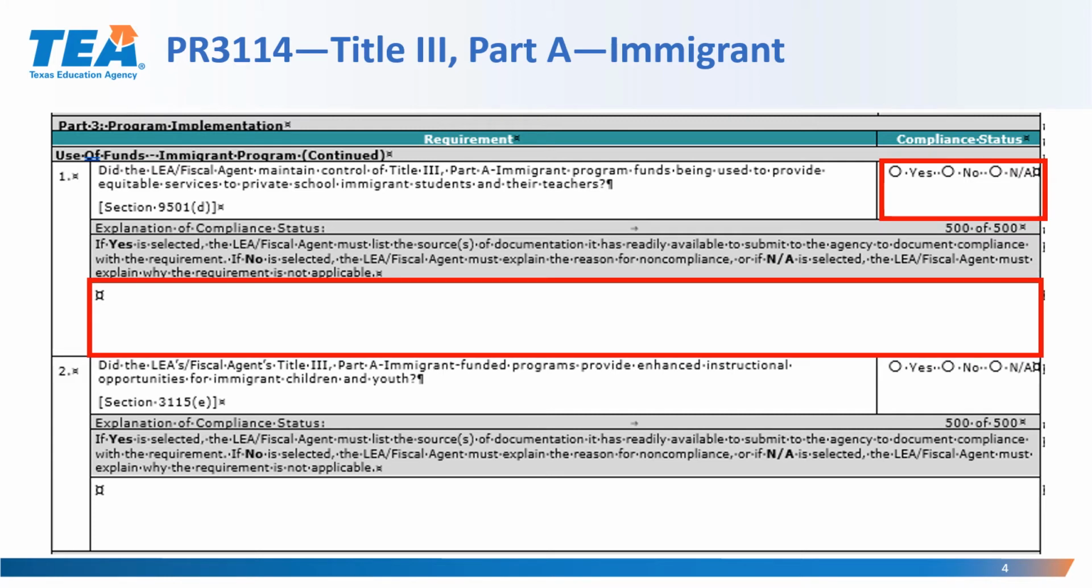Again, if the LEA said yes, the LEA must list the sources of documentation that are readily available to submit to the agency to document compliance with this requirement. If no, the LEA must explain the reason for the non-compliance, and if NA is selected, the LEA must explain why the requirement is not applicable.